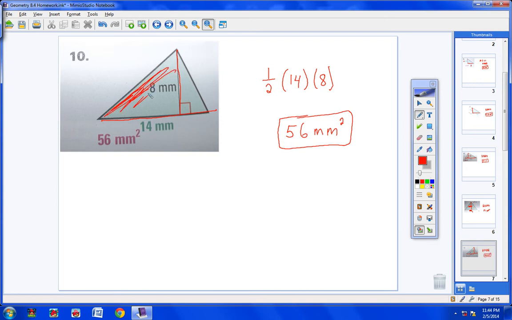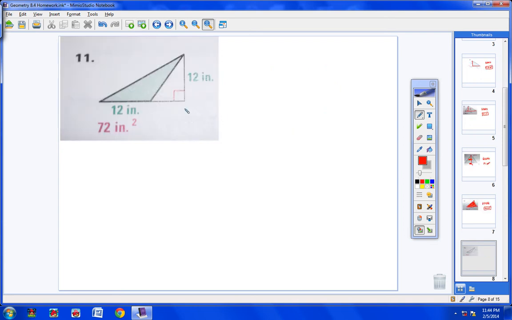Area, of course, is the inside of the triangle. All right, inside of the triangle. Okay, number 11. Well, first of all, understand the length from here to here, this length right here, is not part of your base. That's an imaginary line that the book drew out.